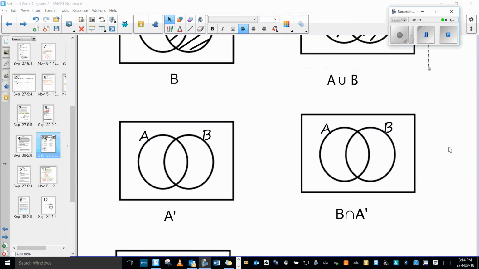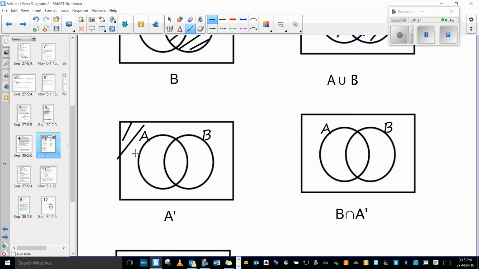All right, so this next one, we have to remember what this little apostrophe means. What does the A apostrophe mean? That it's not included in that set. So it means everything but A, yes? So we're going to shade everything apart from circle A, and even the outside.